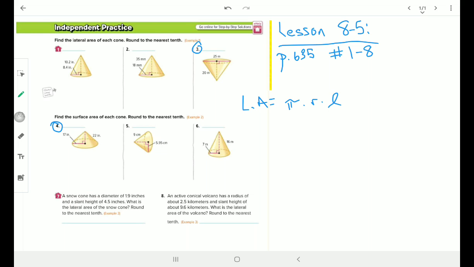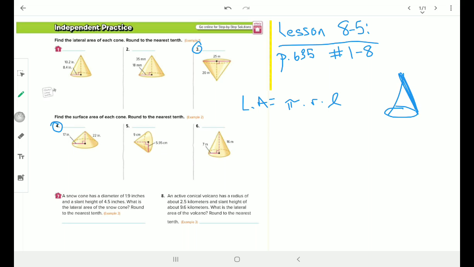So the slant height, if I draw this cone again as an example, is this height that is going diagonal here, from left to right. That's the slant height. It's not the vertical up and down height. It is just that slanted height from the base of the cone to the vertex. So the slant height is this part here going up.